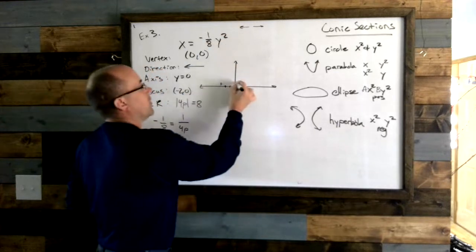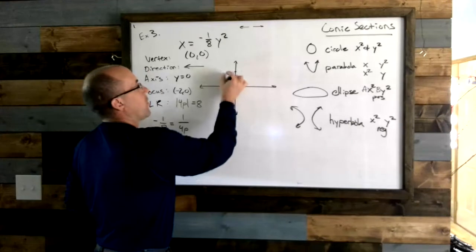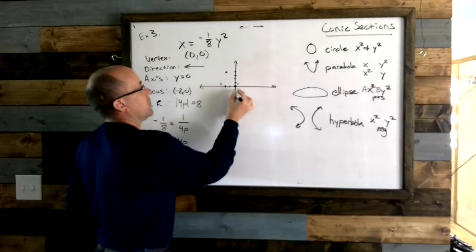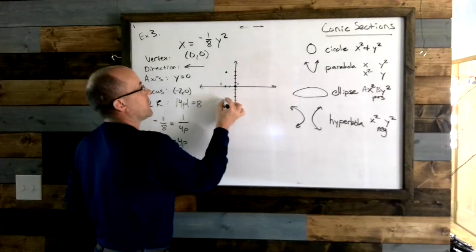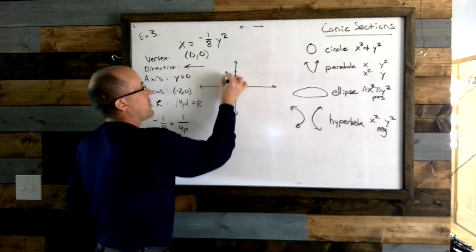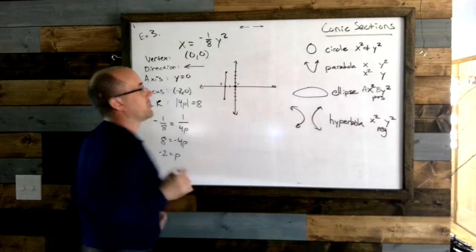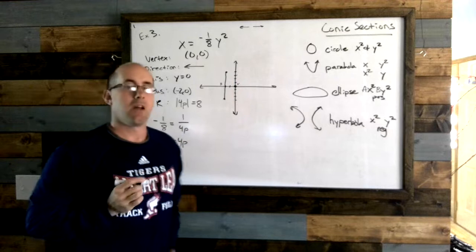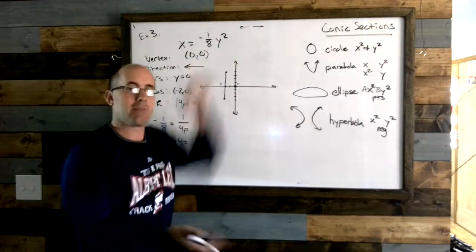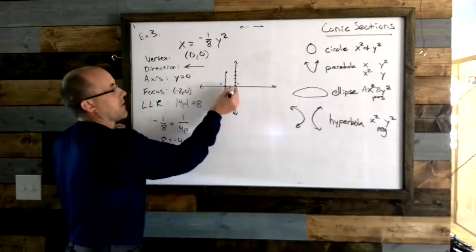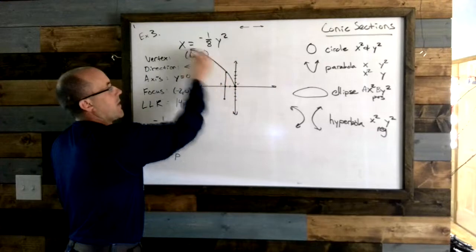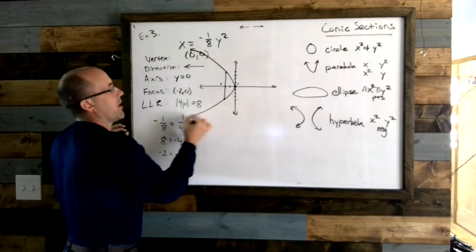So if I go 4 in this direction and I go 4 in this direction, right through my focus point, I draw that segment. And that tells me how wide to make this parabola. So from this vertex, now I know how wide to make that parabola.